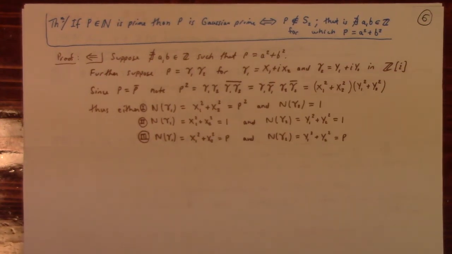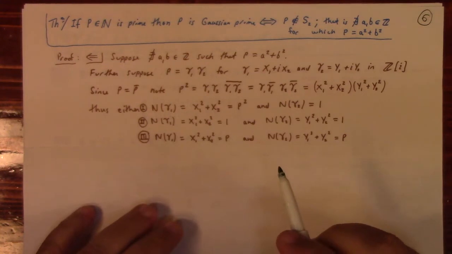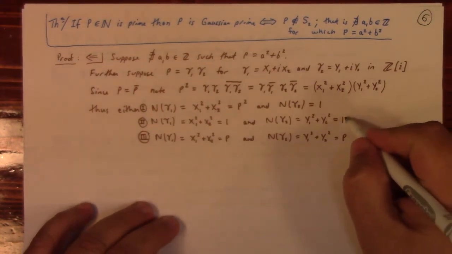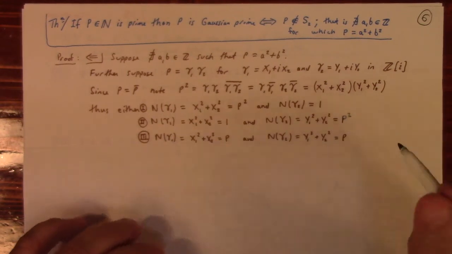Rats. I've misplaced my brown marker, so we'll have to do gray here for the moment. P squared, right? Yeah, that's better. Okay, duh.